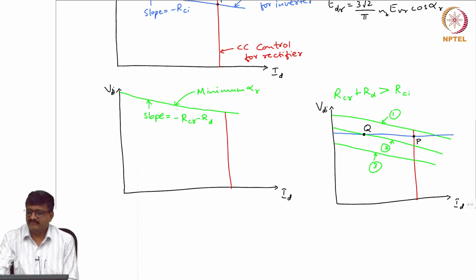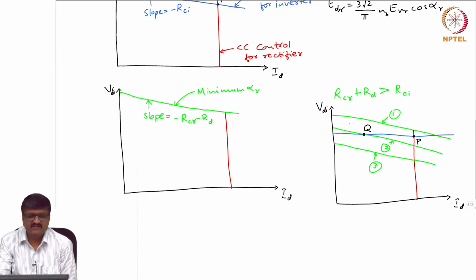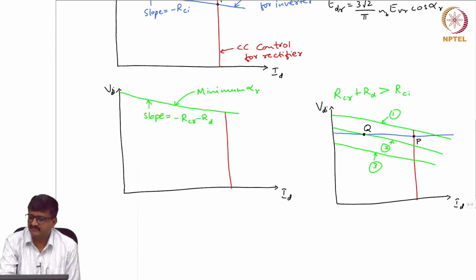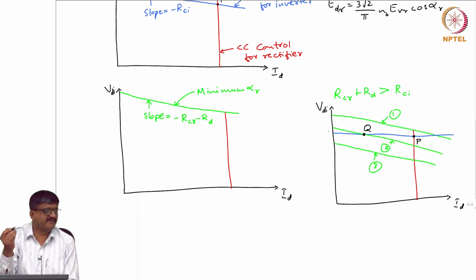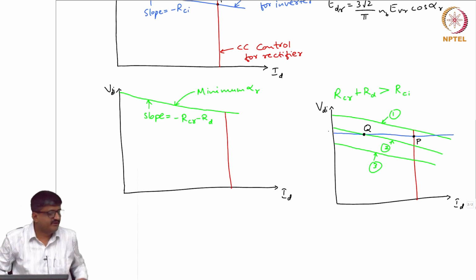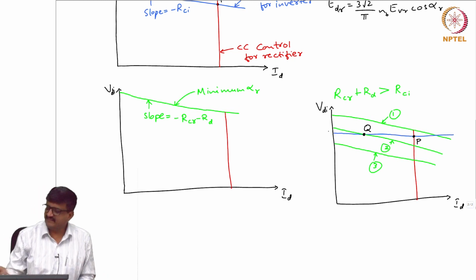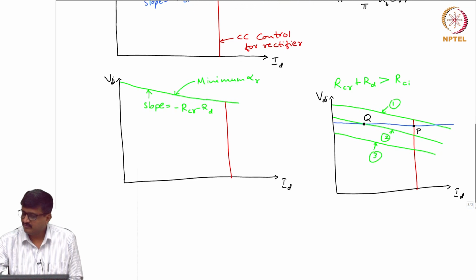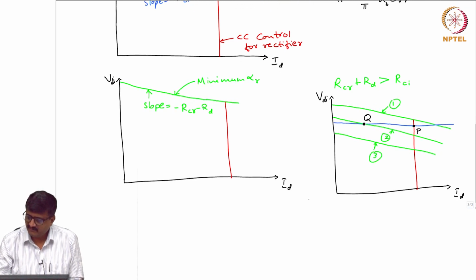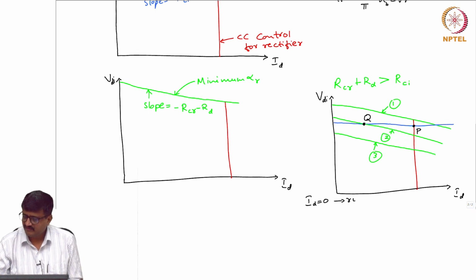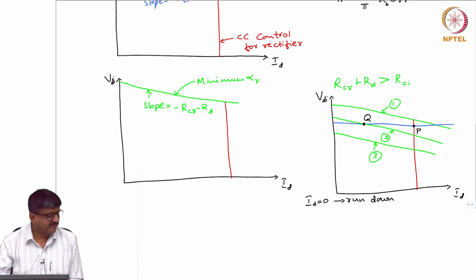Even before this green curve 3, there is a curve slightly above, which intersects the blue curve just on the VDI axis. At that point itself, ID would have become 0. When ID becomes 0, we say that there is a rundown of the DC link. So, ID equal to 0 means the term used is rundown of the DC link.